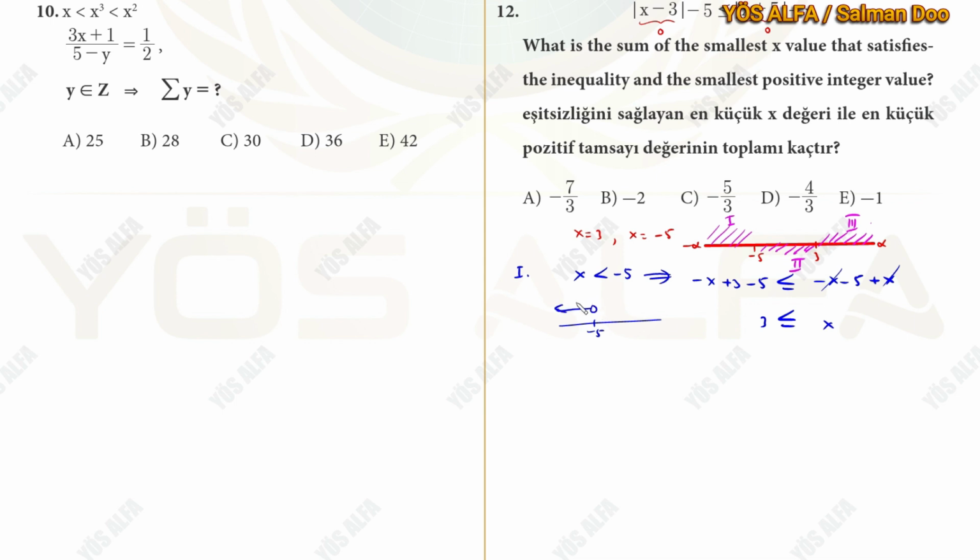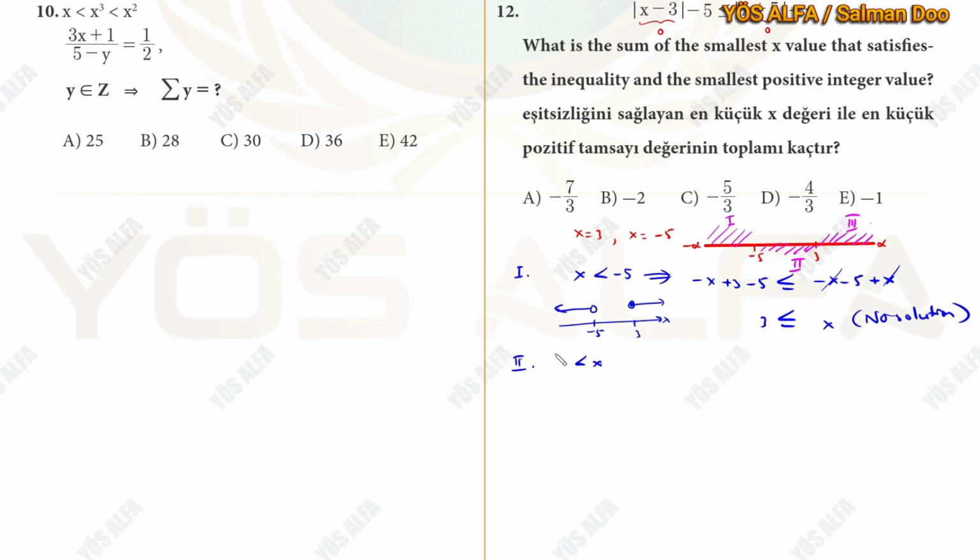So on this region, this is our x-axis, and our solution set is x is larger than 3. It is here. So it is out of the domain region, so we don't have any solution here. In order to have solution, the solution set should be in the domain region. So let's check the second case.